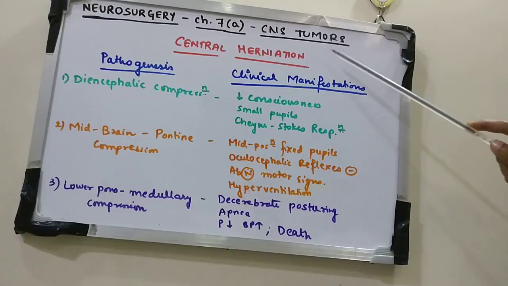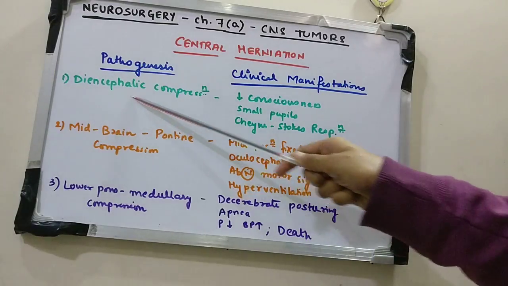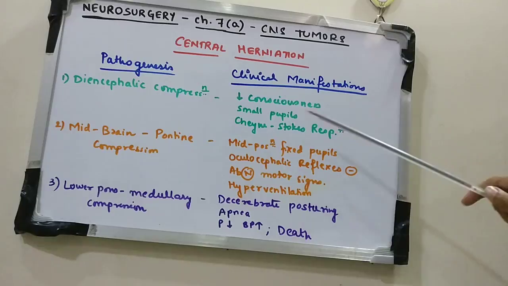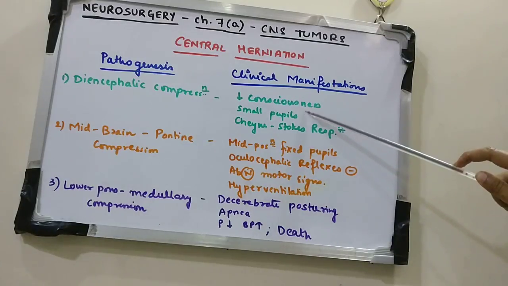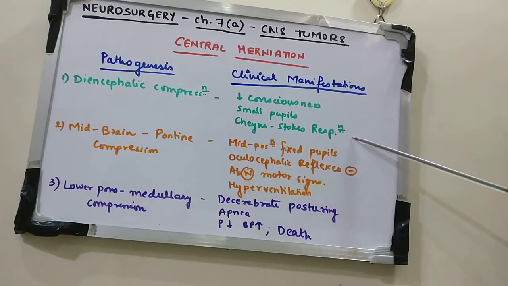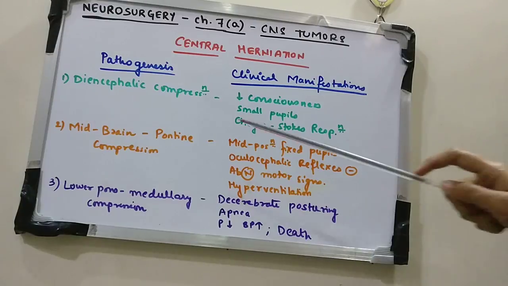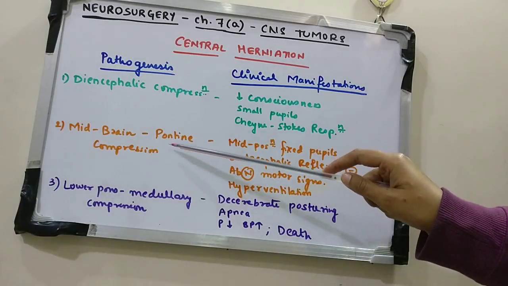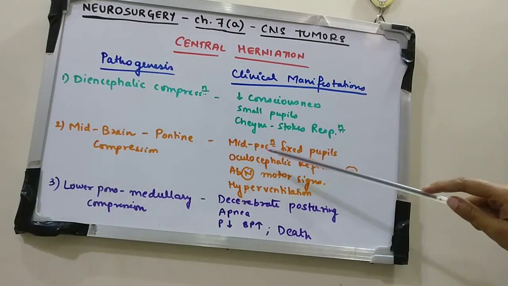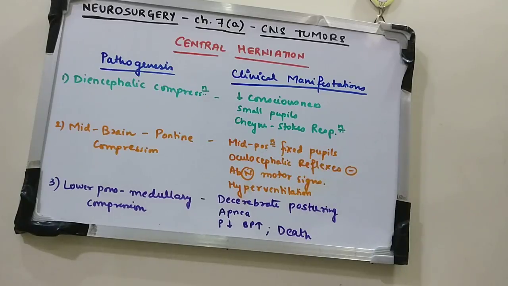So we are going to begin with central herniation, in which the diencephalon and the brainstem are going to herniate, causing various symptoms. So the diencephalic compression is going to cause decreased consciousness, small pupils, and Cheyne-Stokes respiration. The compression of the midbrain and the upper pons is going to cause mid-position fixed pupils and absence of the oculocephalic reflex. So what is the oculocephalic reflex?